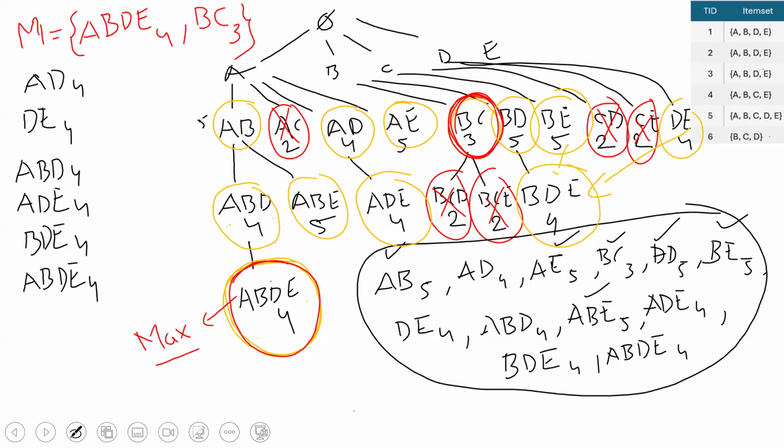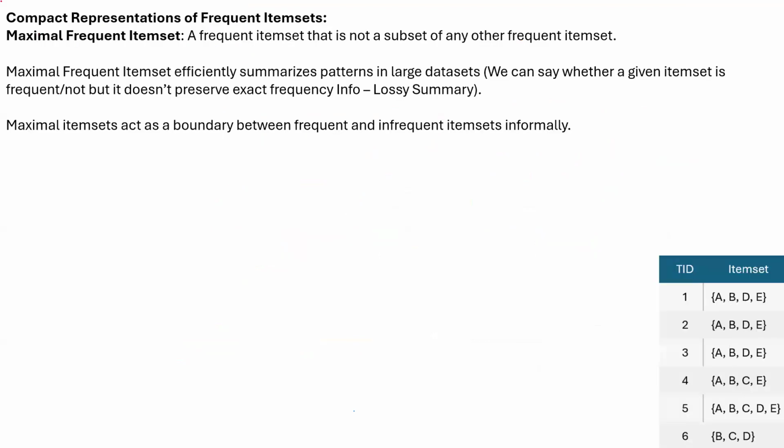We can conclude two things. The first thing is, maximal frequent item sets efficiently summarize patterns in large data sets. Using the set of maximal frequent item sets, we can say whether a given item set is frequent or not, but it doesn't preserve exact frequency information.